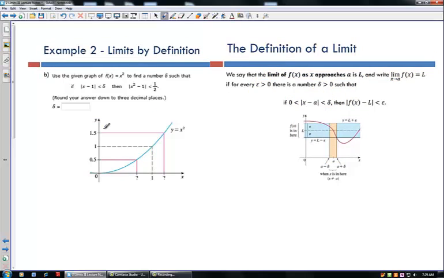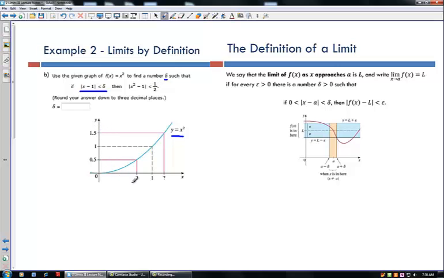Let's look at another one. This one's going to be a little bit harder because they did not give us the inputs. We're going to have to find them, but they actually gave us the function here. So use the graph of the function f of x equals x squared to find the number delta such that if the distance of your inputs is less than delta, then the distance of your outputs from 1 is less than a half.